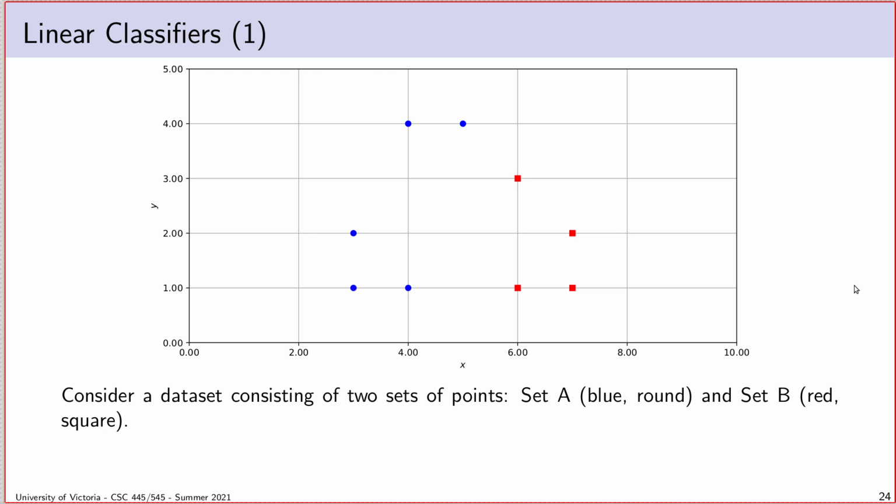And I would advise you may actually want to pull up the slides on the side here because I don't know to what extent the colors and shapes of the points are going to show up on the video. But suppose I have a data set consisting of two sets of points, set A and set B. And on this plot, I have drawn set A as being blue and round, and set B as being red and square. So there are two distinct sets of points.